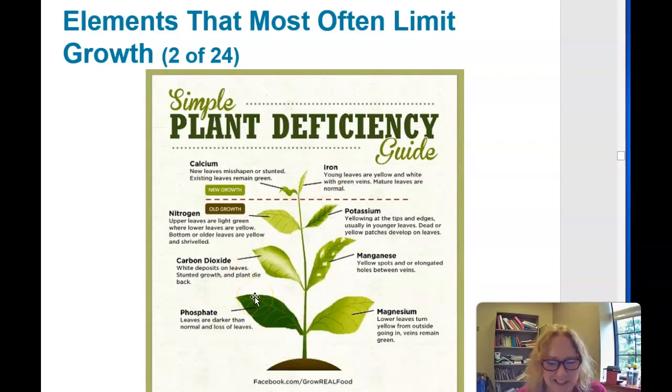That's your phosphate. Sometimes it's like a purple color. I'll show you what it looks like. So basically that is mobile enough that it can send all the phosphate to these younger leaves and sacrifice itself because it's mobile.